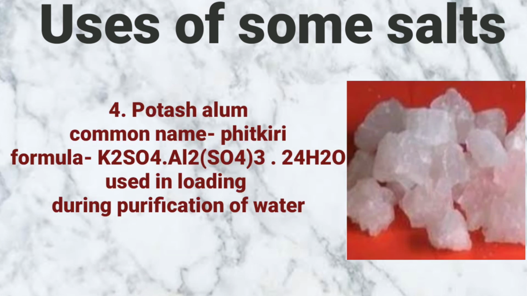Next is potash alum. Common name is fitkiri. It is white color, solid. Formula is K2SO4.Al2(SO4)3.24H2O, and it is used in loading during the purification of water. It helps in fast sedimentation of suspended impurities.